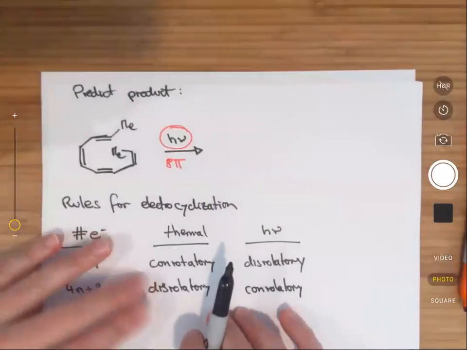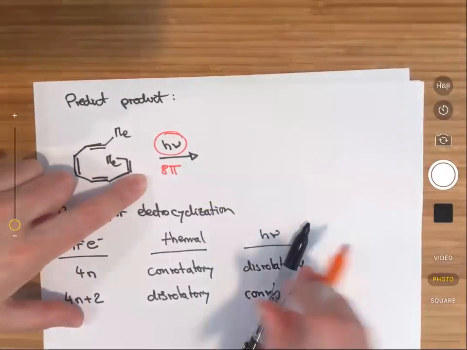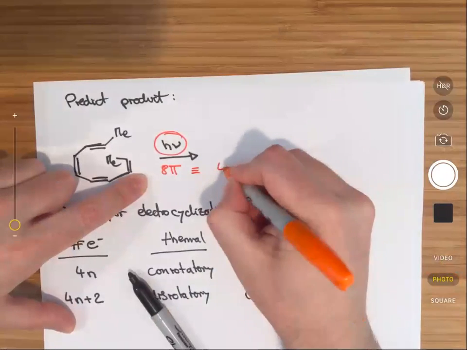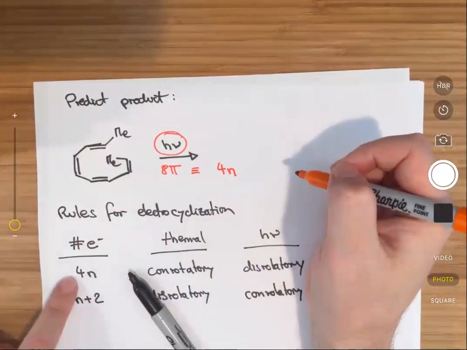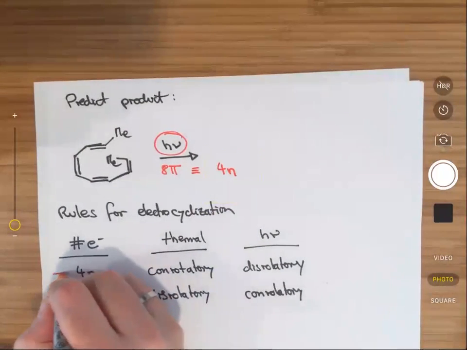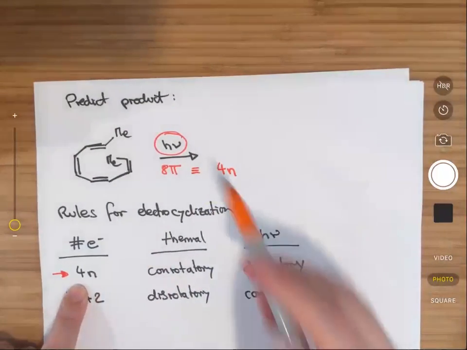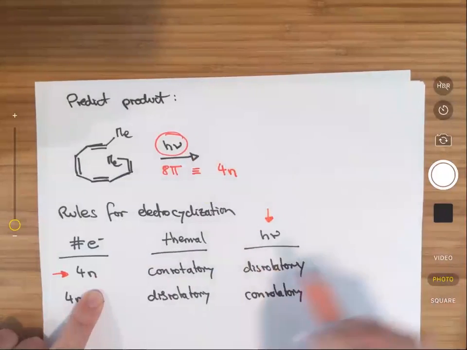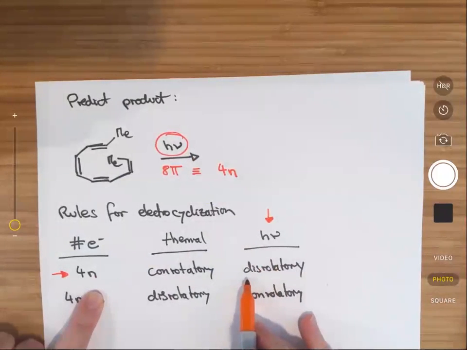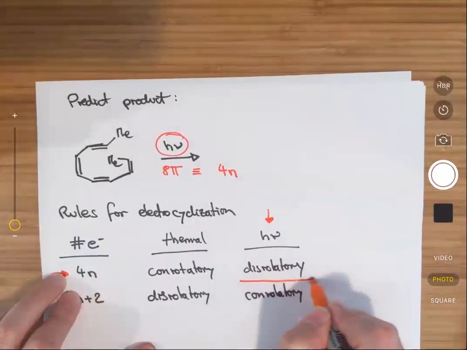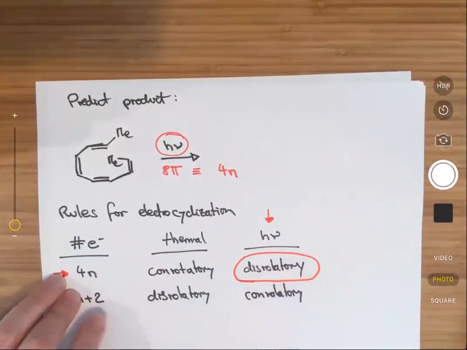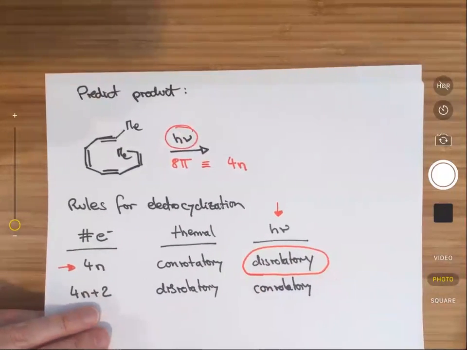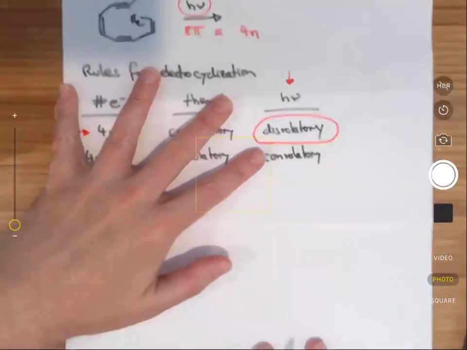So we know that we have 8 pi electrons. So that means that the system is going to obey the electron count of 4n. So in the table, we are basically now in this row, 4n electrons. We know that it's a photochemical reaction, so we are in this column. And it tells us that this reaction will proceed favorably in a disrotatory mode. Right? So this is basically the information that we need in order to solve this much more complex system. We could have done it with the orbitals, but this is a lot quicker.